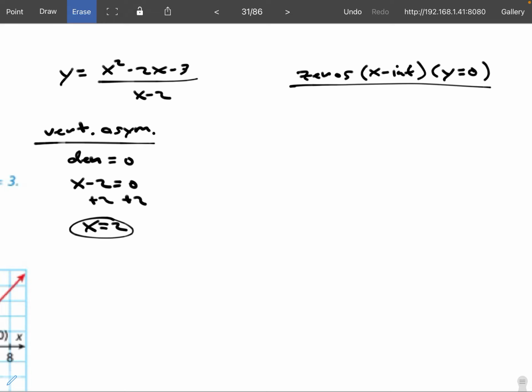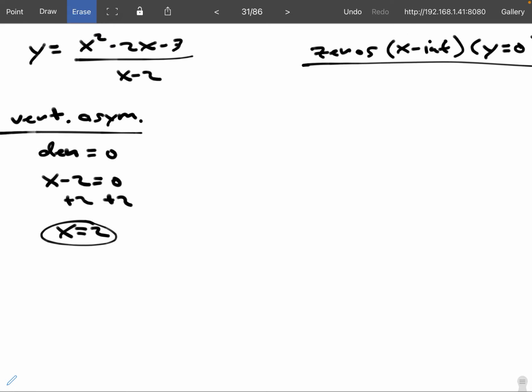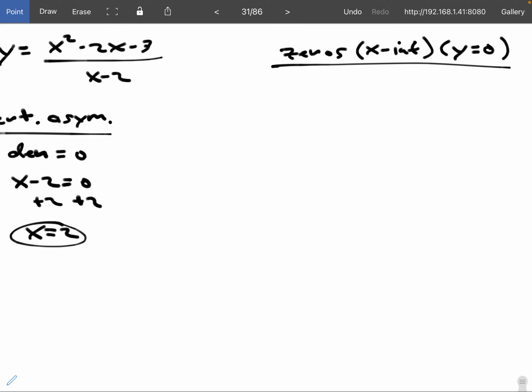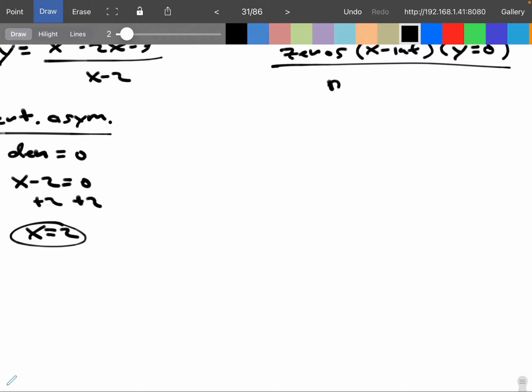So if you think about this process we're doing on this problem, if you want to find the vertical asymptote, you set the denominator equal to 0. Then if you want to find the zeros or the x-intercepts, you're going to set the numerator equal to 0. So the numerator is equal to 0. We're just going to set x squared minus 2x minus 3 equal to 0.